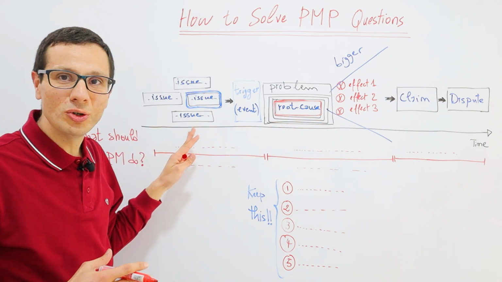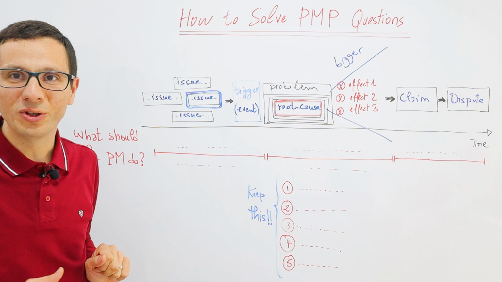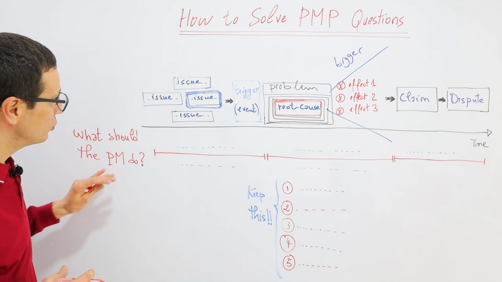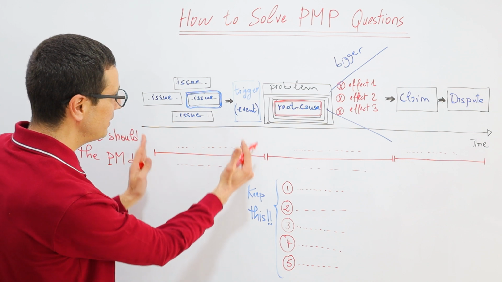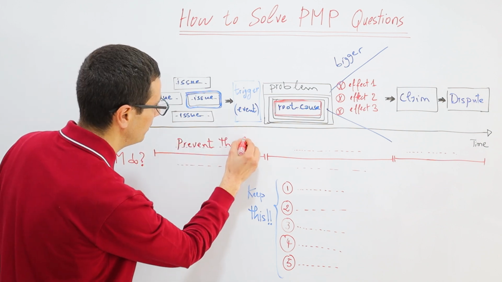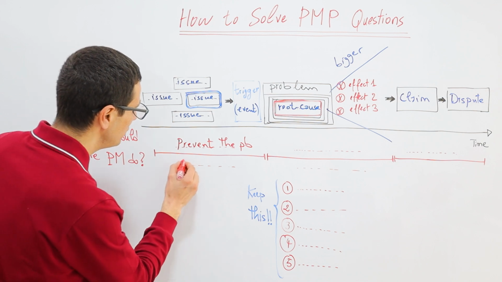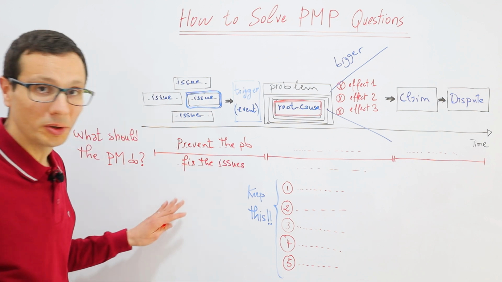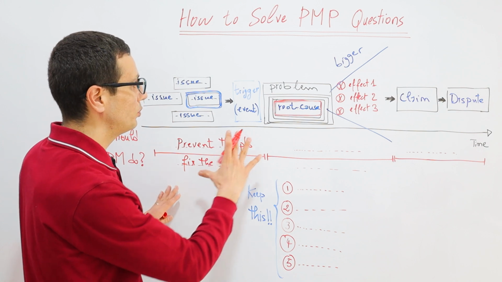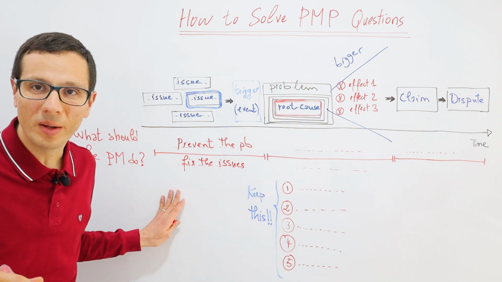If we face issues, we try to fix those issues first. So this is what the project manager should do. If we are in the phase of facing some issues, we need to prevent the problem. In other terms, we need to fix the issues, okay? So in this phase, we need to fix those issues and prevent getting into problems.